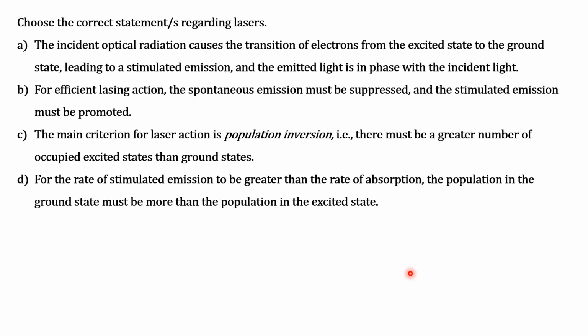Next, choose the correct statements. Incident optical radiation causes transition of electrons from excited state to ground state, leading to stimulated emission. Emitted light is in phase with incident. For efficient lasing action, spontaneous emission must be suppressed and stimulated must be promoted. Main criterion for laser action is population inversion. There must be a greater number of occupied excited states than ground states. For the rate of stimulated emission to be greater than the rate of absorption, population in the ground state must be more than population in the excited state. Out of these, a few statements are correct and you have to choose the right ones. B and C. Okay, others?